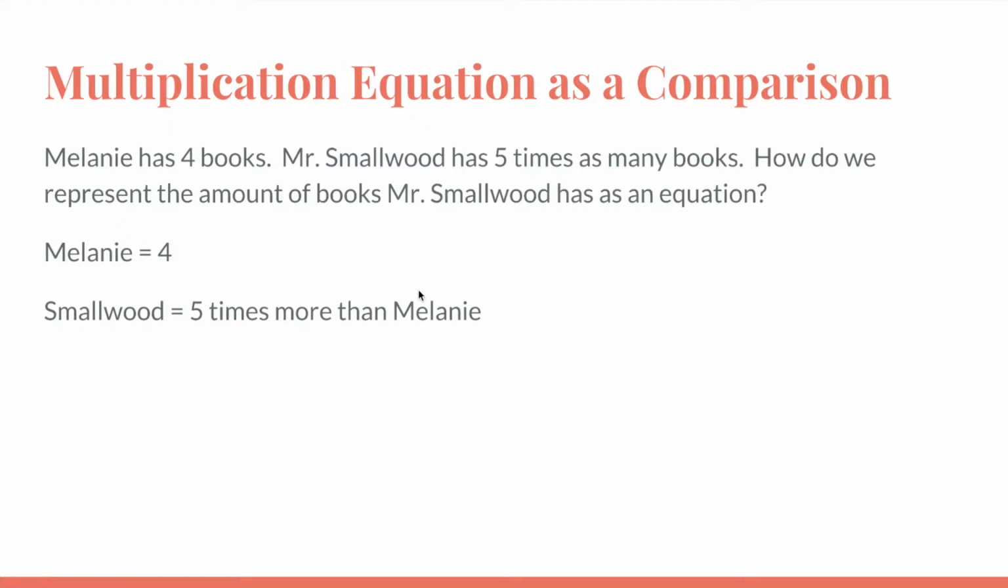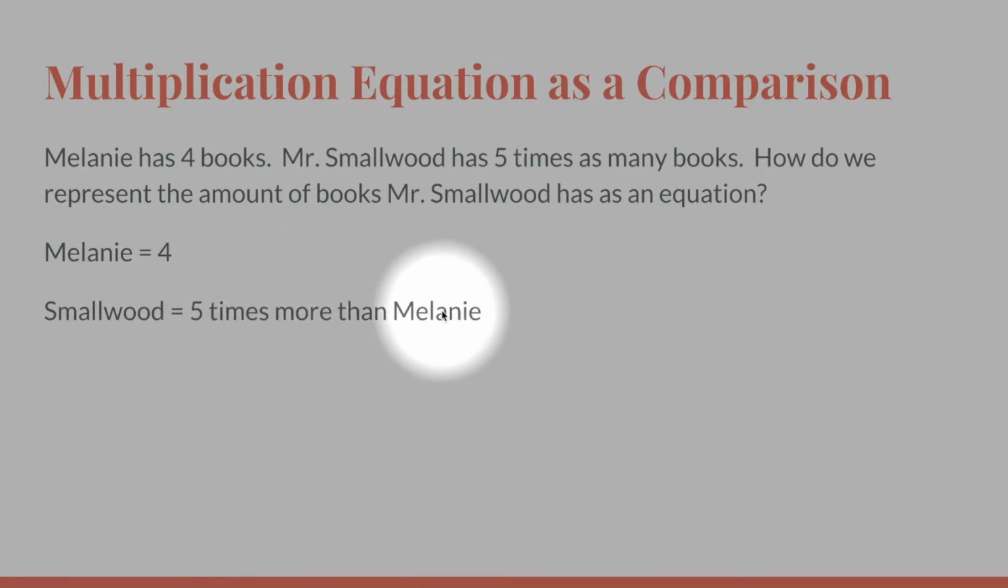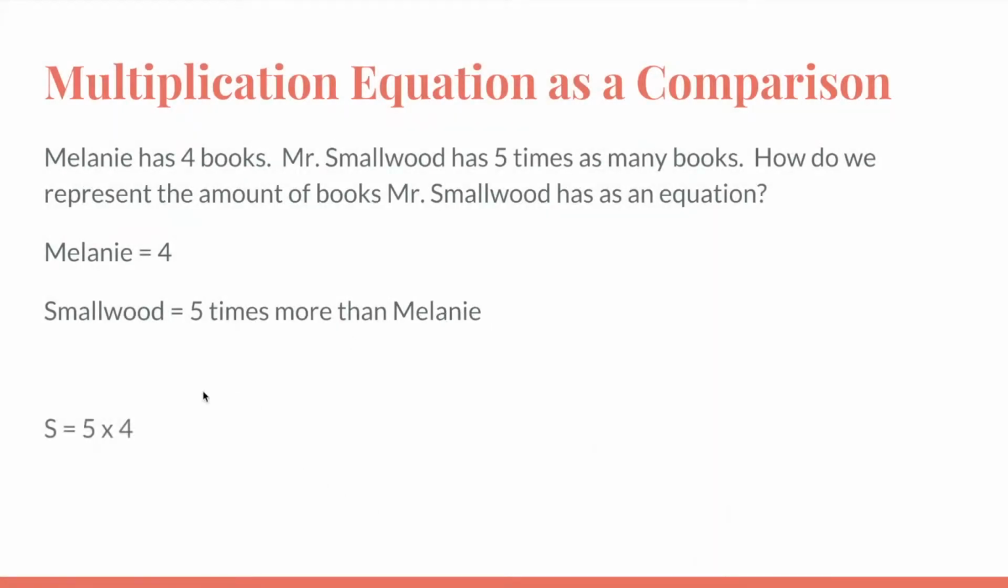Okay, so now we're just going to replace what we know. We know that Melanie has 4 books. So if I go back to my equation here, I can replace Melanie with 4. So let's do that. Smallwood, which is S, is 5 times more than 4 because we said Melanie has 4 books. So S is 5 times more than 4.